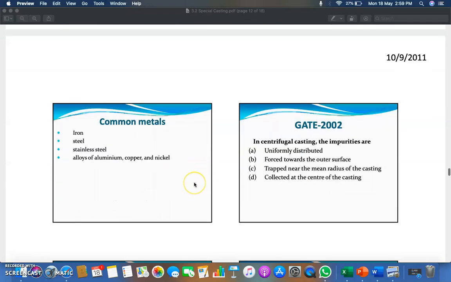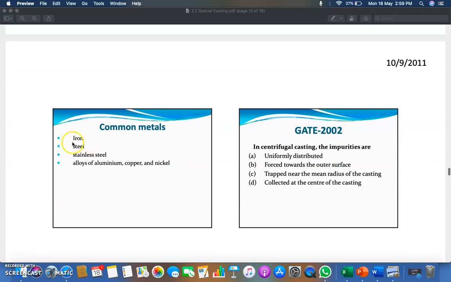Now, what are the common metals which can be used for centrifugal casting? Iron, steel, stainless steel, and alloys of aluminum, copper, and nickel. These are some preferable materials for centrifugal casting.